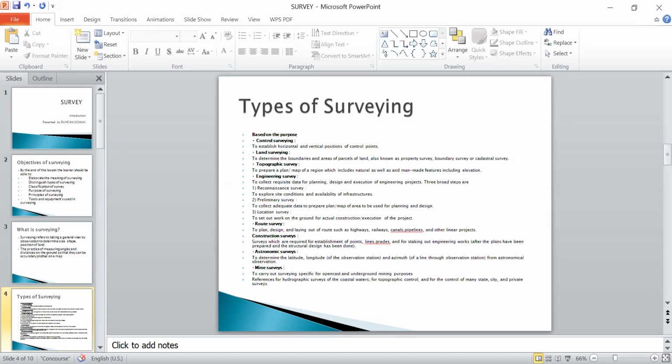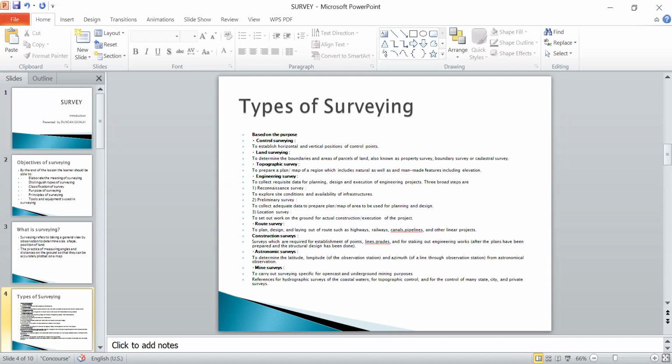Number two is preliminary surveying. Preliminary surveying is to collect adequate data to prepare a map or a plan so that the area can be used for planning and design. Number three is location surveying. Here we are just supposed to set out the work, and this is whereby we execute what we had drawn onto the ground.